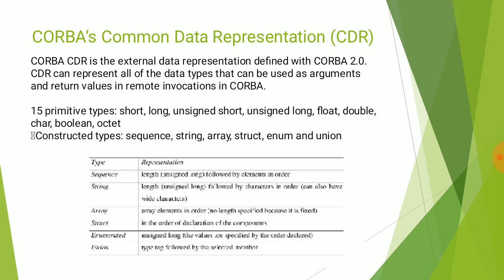CORBA's common data representation. CORBA CDR is the external data representation defined with CORBA 2.0. CDR can represent all of the data types that can be used as arguments and return values in remote invocations in CORBA. The primitive types used in CORBA are short, long, unsigned long, float, double, character, boolean, octet. And the constructed types are sequence, string, array, struct, enum, and union. So the constructed types and how we represent them in CORBA is given in the table below.